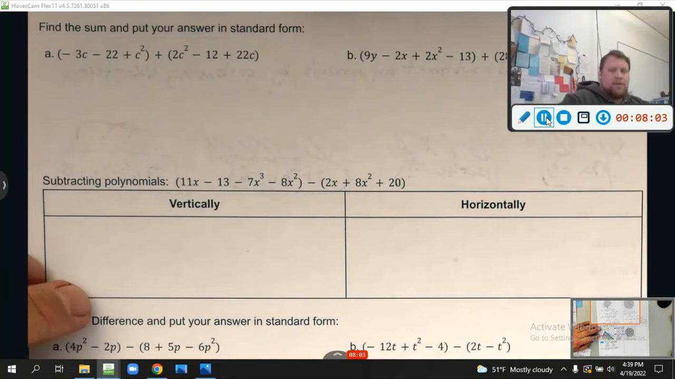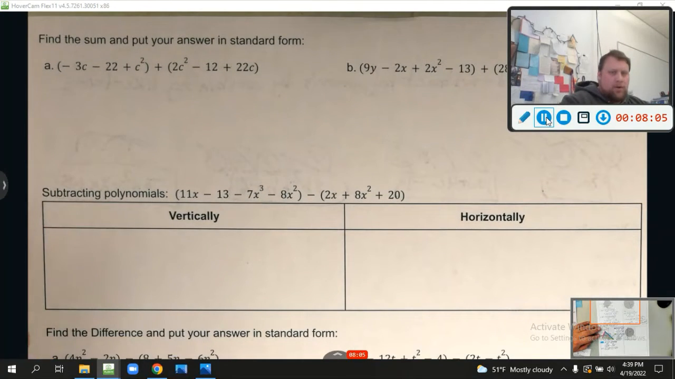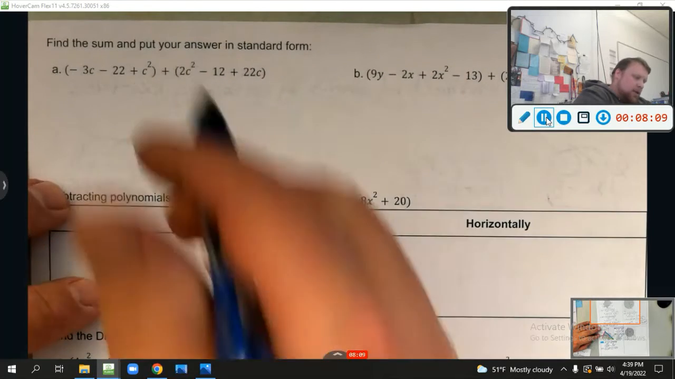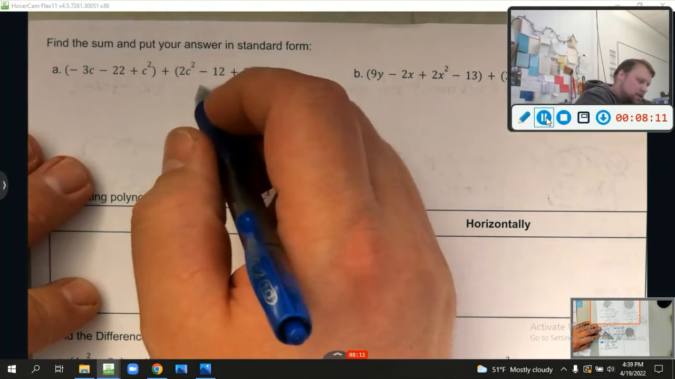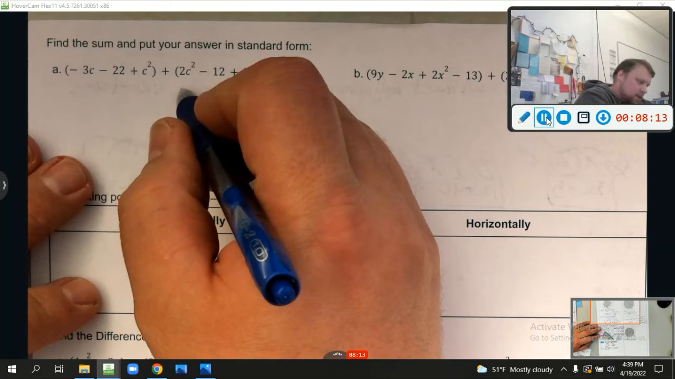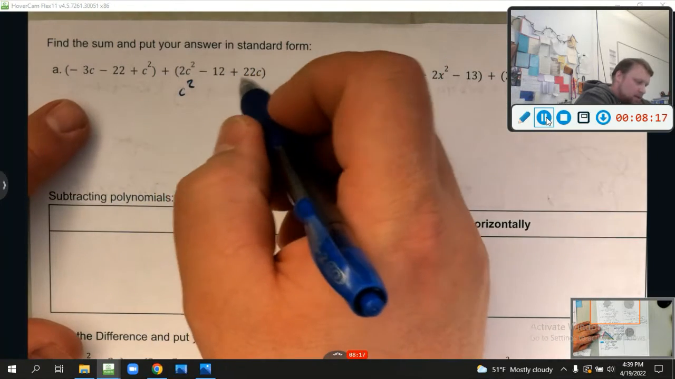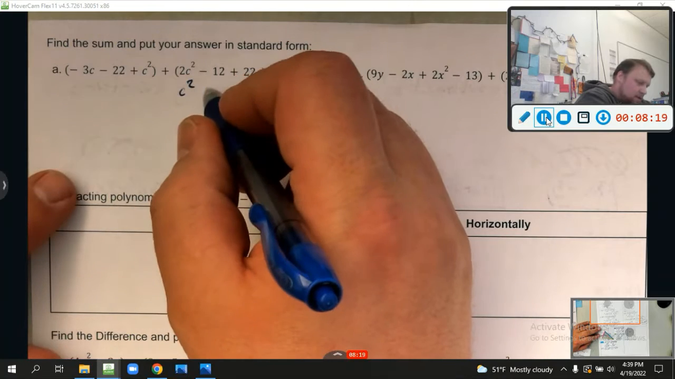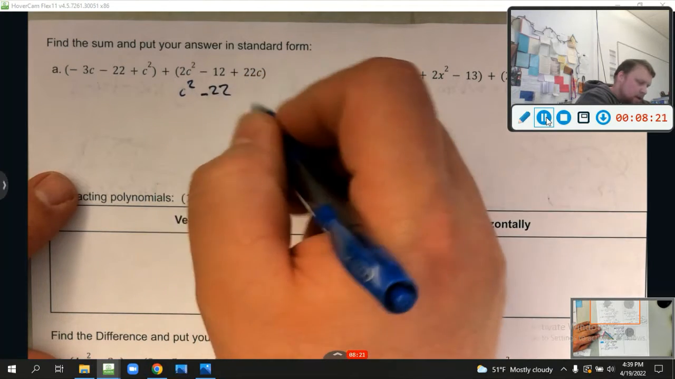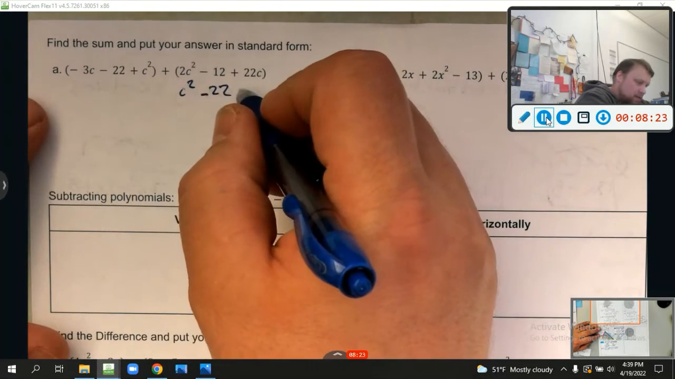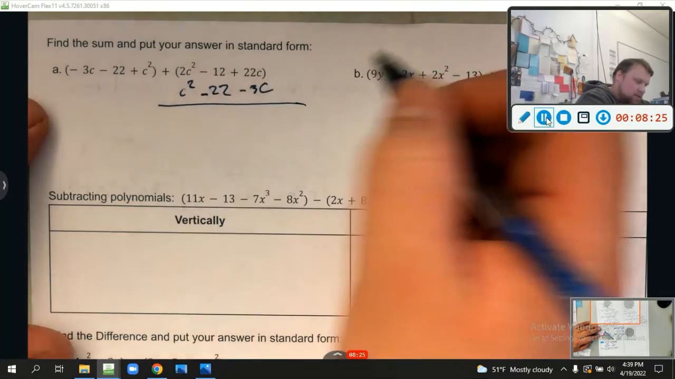Okay, so you can add this vertically or horizontally, however you want to go about this. I'm going to go ahead and just do this vertically. I'm going to write down c squared right here. And let's see, what do we have? Negative 22. It's going to go under here, right? It goes with there. And negative 3c. Boom. And I'm going to add straight down.